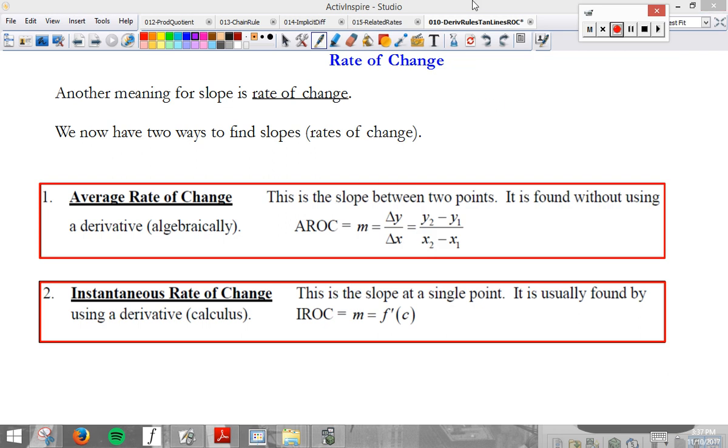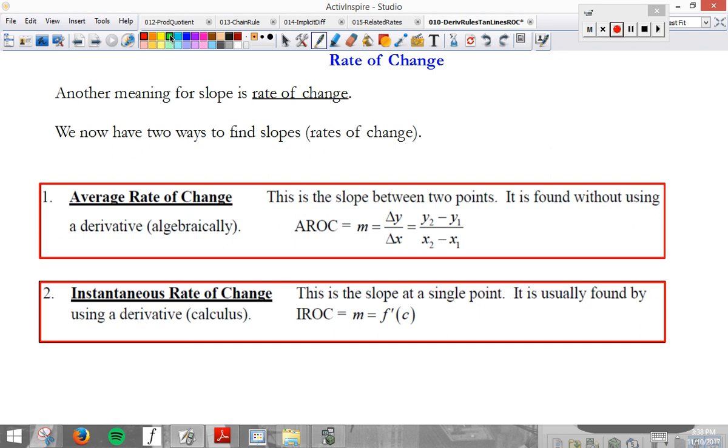Another meaning for slope is rate of change. That's what we're going to be talking about in this video, the two kinds of rates of change that we have learned about at this point in our lives, the final part of lesson 2-5. So, now that we have a way of finding the derivative, we have a way of finding another kind of slope. So we have now two ways of finding slope or rate of change.